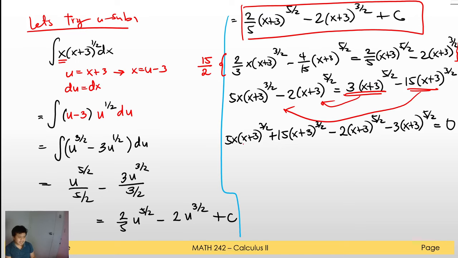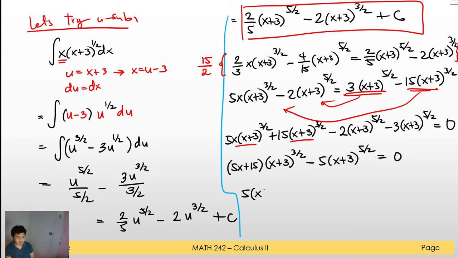So these are like terms, no? In other words, we can simplify this as (5x plus 15) multiplied by (x plus 3) raised to 3/2, right? And then minus, so these are also like terms, we have negative 5 times (x plus 3) raised to 5/2 is equal to 0. So in here, we can actually factor out 5, no? So we have 5 times (x plus 3) times (x plus 3) raised to 3/2, and then minus 5 times (x plus 3) raised to 5/2 is equal to 0. So what we can observe here is that we can combine these two. So basically, we have an exponent of 1 here. So we have 1 plus 3/2, diba?